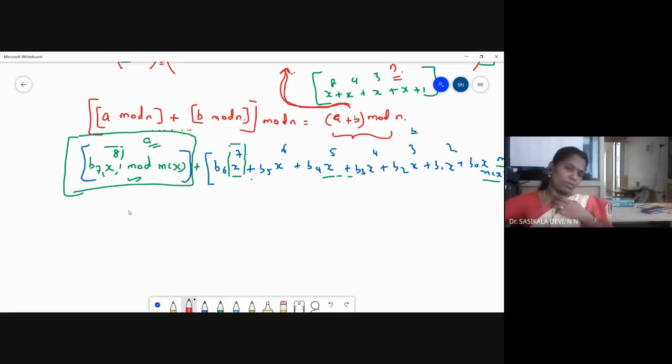So what is x^48 mod m of x? M of x is a standard polynomial x^48 plus x^44 plus x cube plus x plus 1. What is the result of this? Divided, what is the remainder?